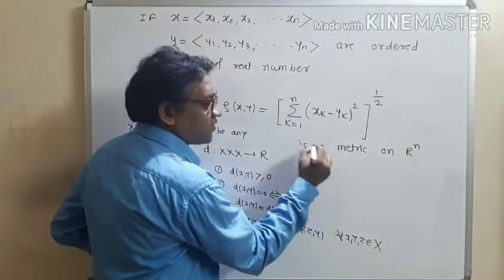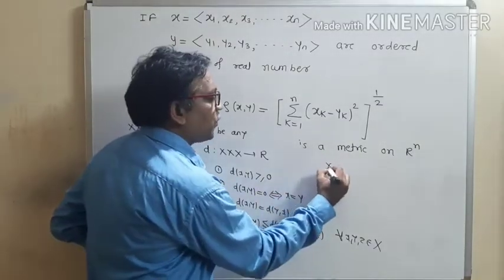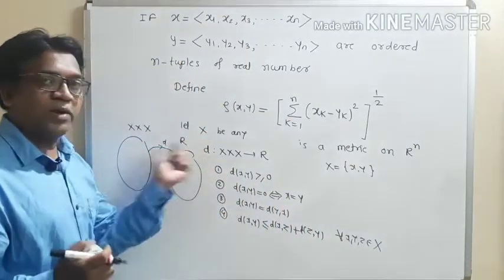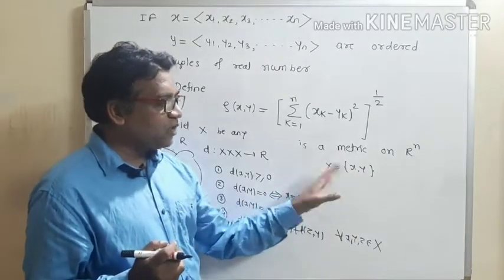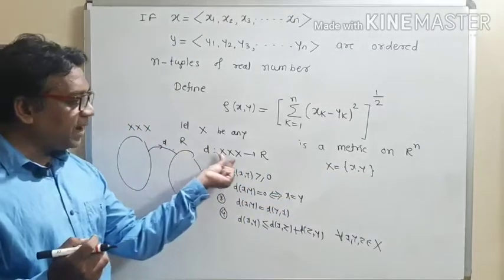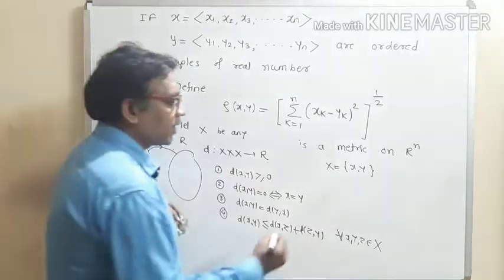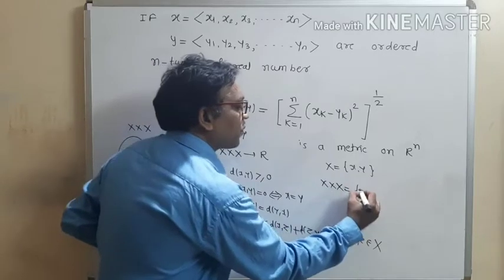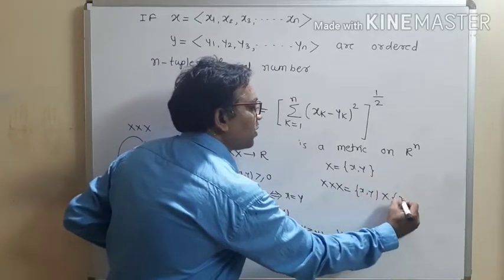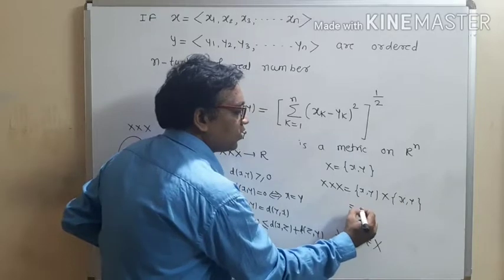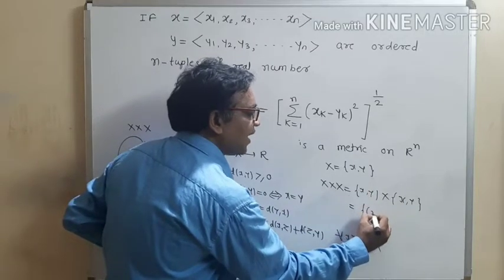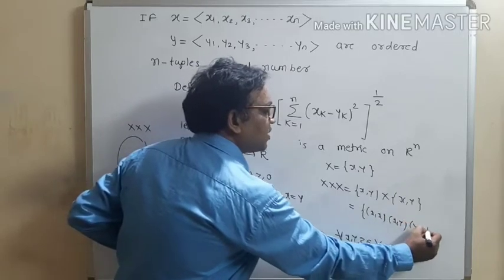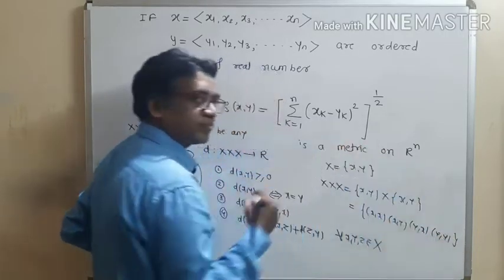Now suppose X is any non-empty set and suppose X contains two elements, because X is a non-empty set. Now if we take two elements x and y, then what are the elements of X cross X? X cross X means the Cartesian product, {x, y} cross product with {x, y}. So this contains four elements: one is (x, x), second is (x, y), third is (y, x), and fourth is (y, y).